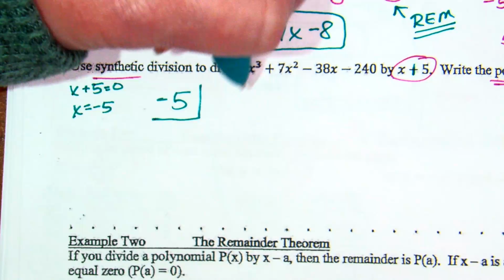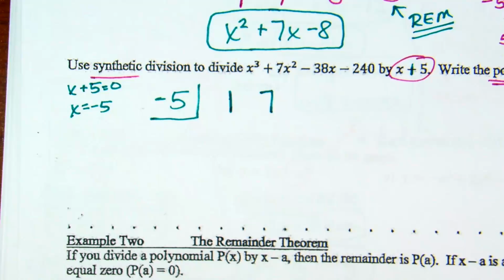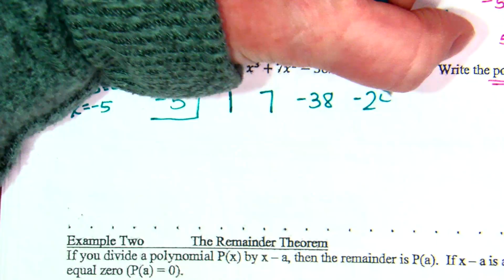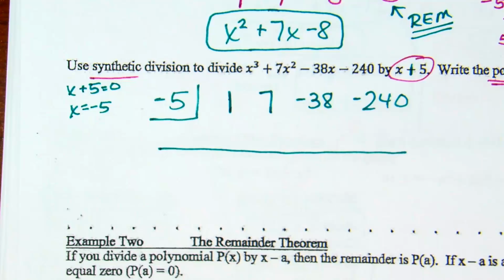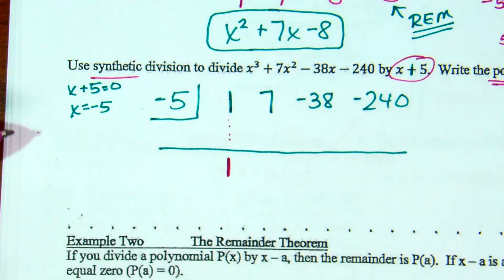It's 1x cubed. What about x squared? 7, the x term, negative 38, and the constant term, negative 240. Leave room for a row of numbers. Draw your bar. First step is to drop the 1. And those will always be 1s, but they are for right now. Then what do I do?